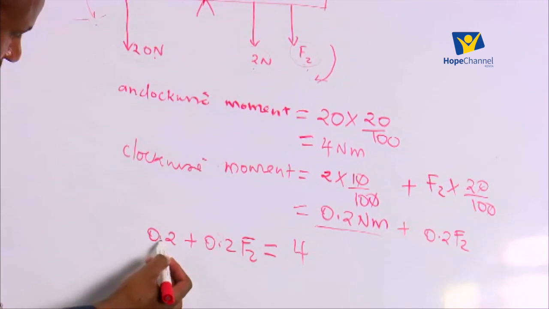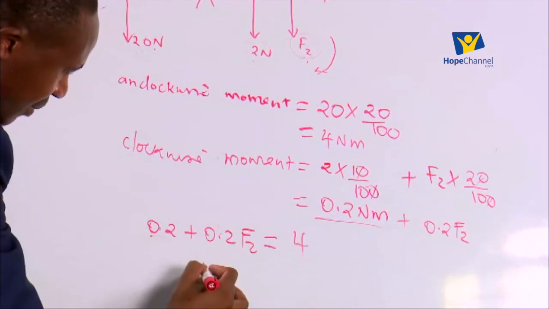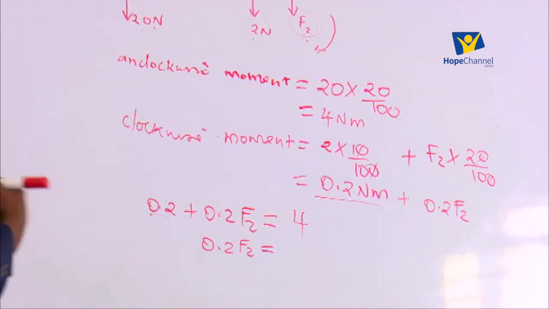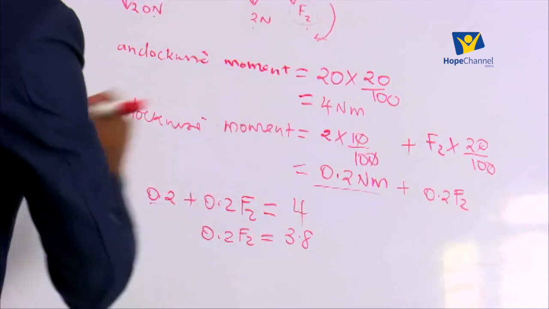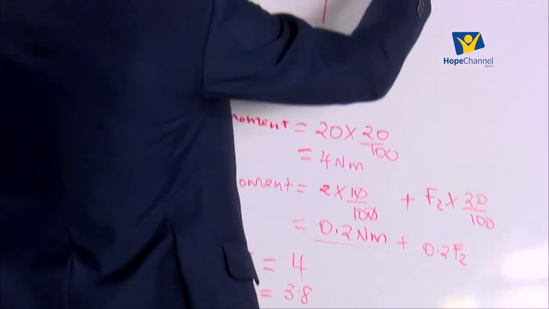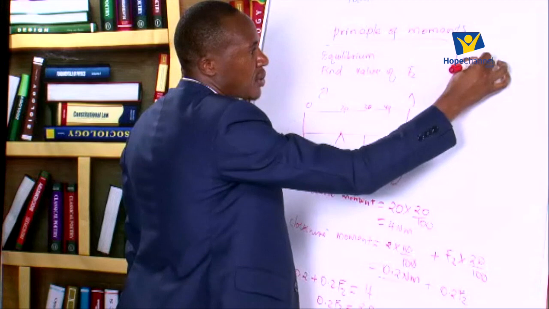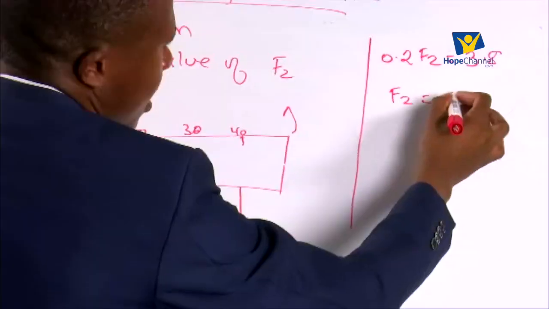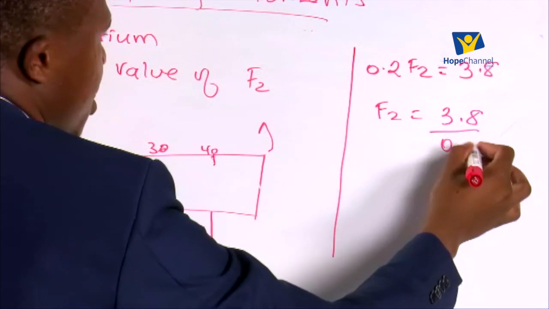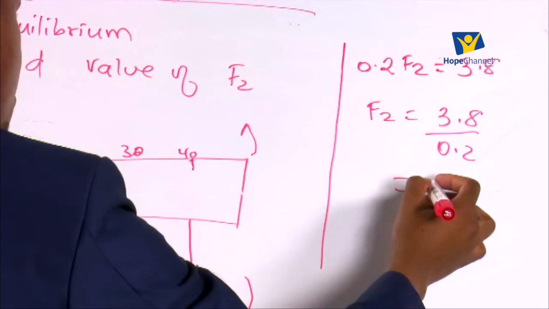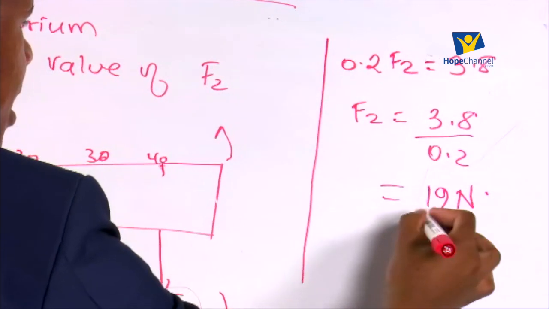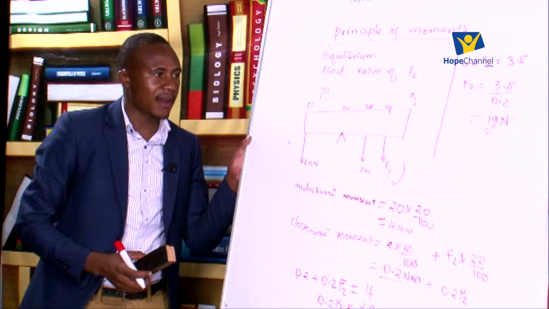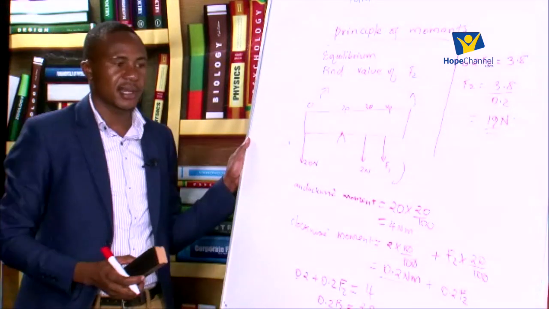So we put like terms together. We take 0.2 to the right hand side. We remain with 0.2 F2 is equal to 4 minus 0.2, which is 3.8. So then 0.2 F2 is equal to 3.8. Then our F2 becomes 3.8 divided by 0.2. This is equal to 19 newtons. That is the value of F2. And for us to get the value of F2 there, we have made use of the principle of moments.